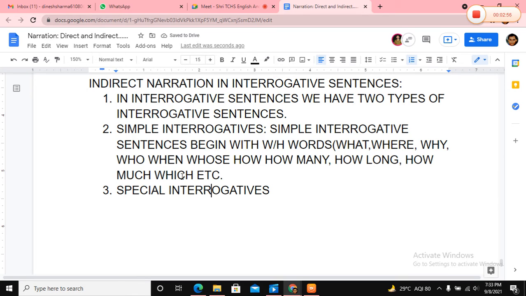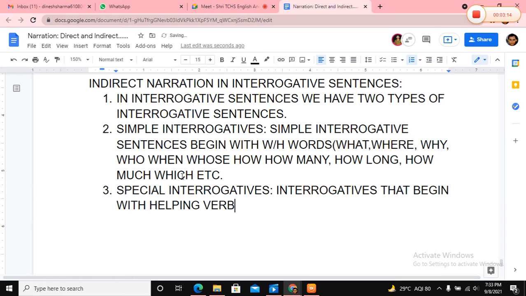Okay, and the special interrogatives are interrogatives that begin with helping verbs: be-type, do-type, have-type, and modal auxiliaries.